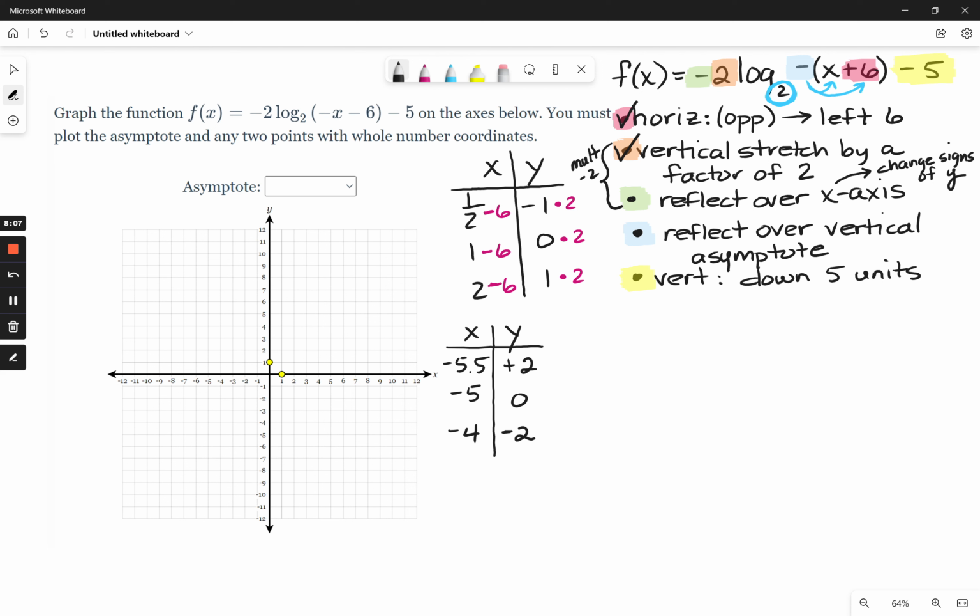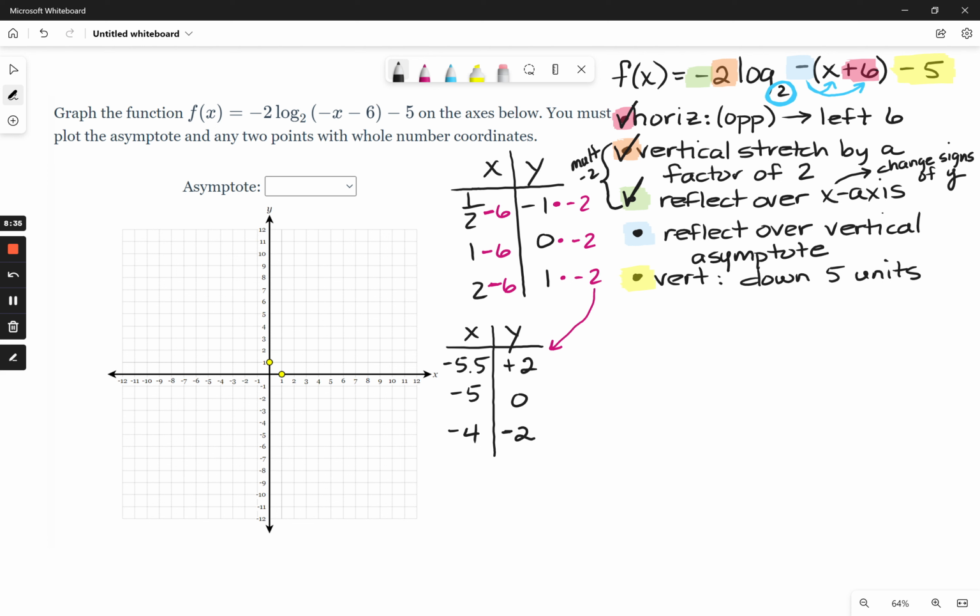So notice right here, if I had just said, oh, multiply by negative 2, multiply by negative 2, and multiply by negative 2, notice that you're getting the answers below, okay? So you can combine those two steps. So I'm going to plot these points, because the next step is, let me put a check mark here, we're done with this step, reflect over the vertical asymptote.